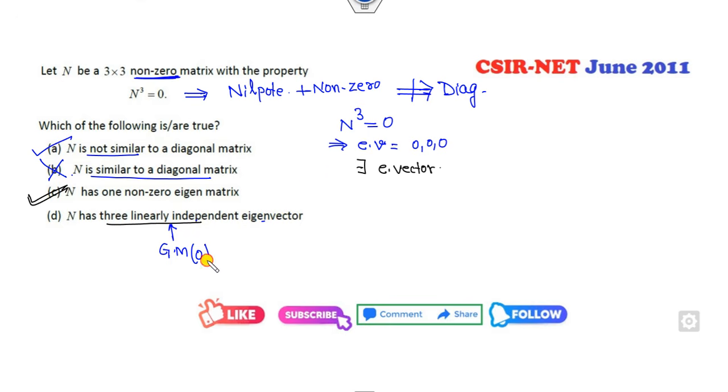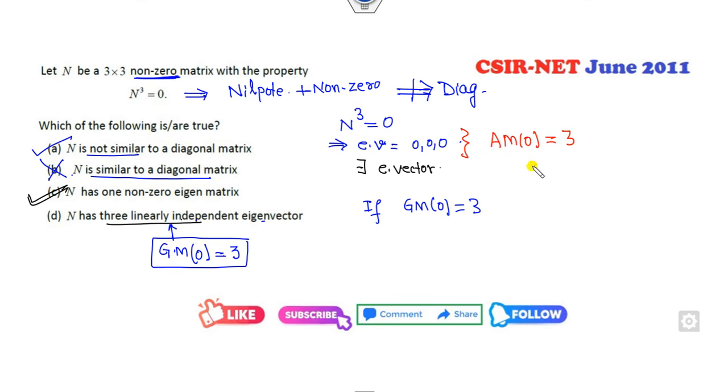Eigenvalues are always 0. So your target is to prove this condition. This means geometric multiplicity of 0 is 3. That is not true, because if geometric multiplicity of 0 is 3, from here you can also see algebraic multiplicity of 0 is 3. What do you conclude from these two cases?